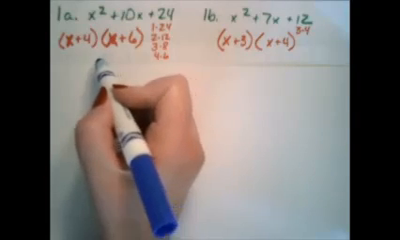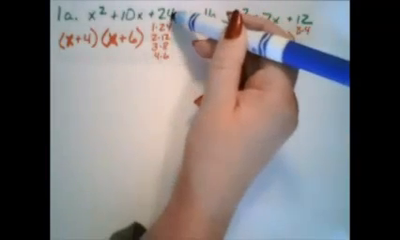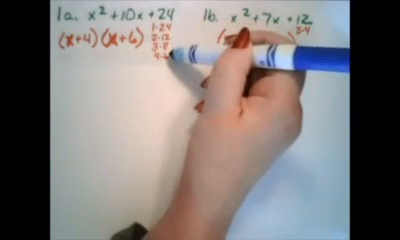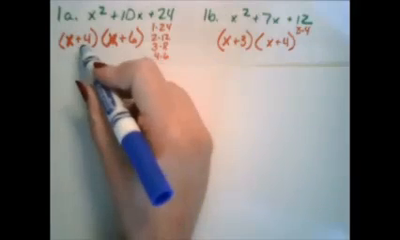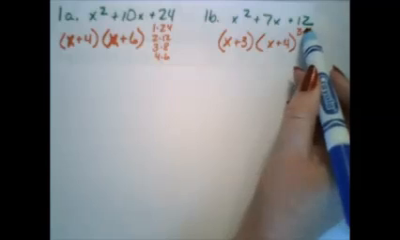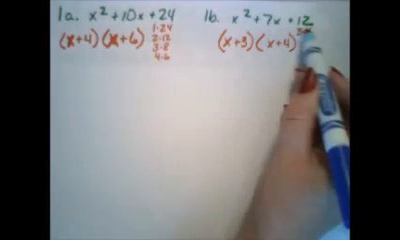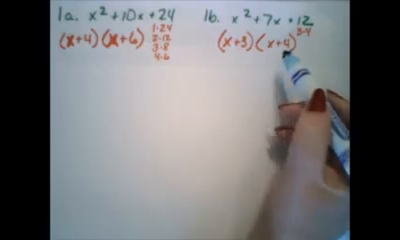So here are the 2 problems for checkpoint number 1. I'm looking for 2 numbers that multiply together to make 24, that add together to make 10, and that's going to be 4 and 6. So I've got x plus 4 and x plus 6. Here I need, well, this is the problem that we just did, so you're good. Congratulations. All right, next problem.